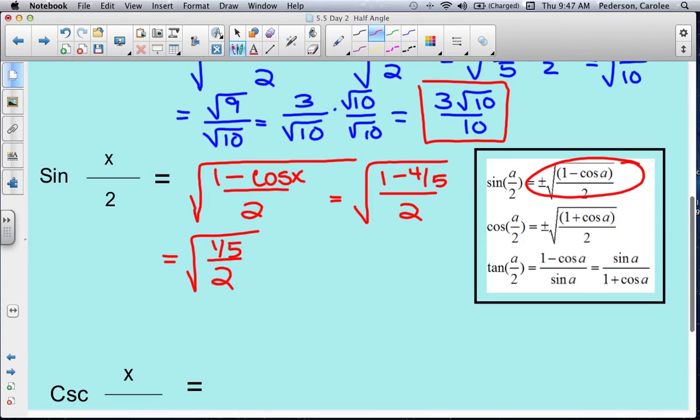Now we have a fraction divided by a fraction. So we're going to reciprocate that 2 and change it to multiplication. The reciprocal of 2 again is 1 over 2. Multiply across. One times 1 is 1, 5 times 2 is 10. Split it up again, and then rationalize it.